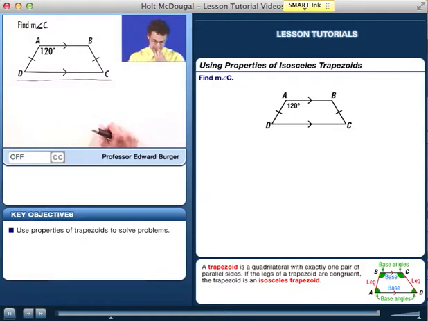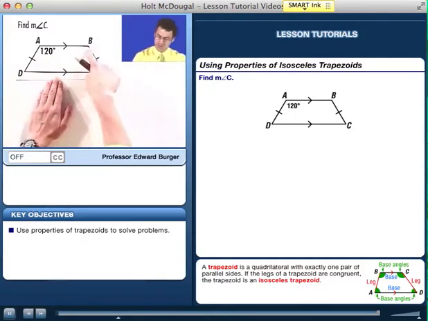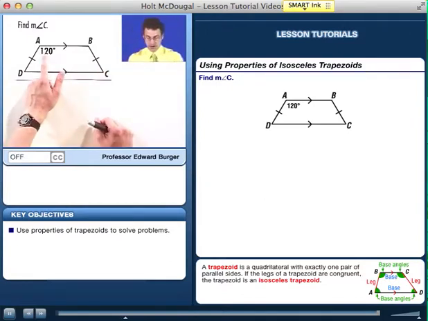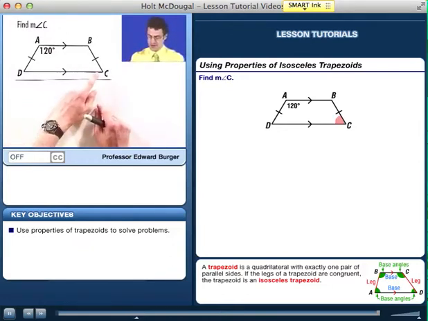Now, the question is, given the picture as it's drawn, this is parallel to that, and this side is equal to that side, so this really is an isosceles trapezoid. We're told that this is 120 degrees, and our mission is to find the angle C. How do we find the angle C?